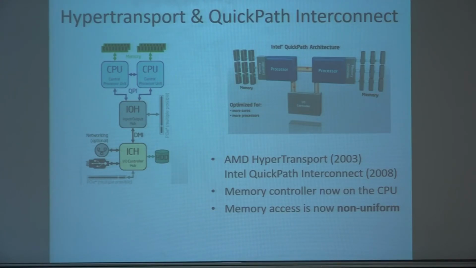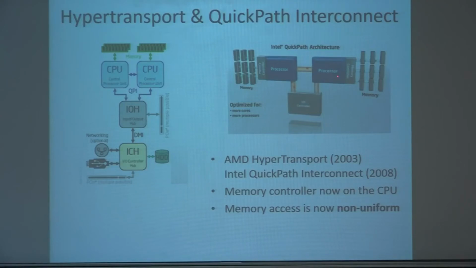Okay. The memory controller is now on the CPU. So there's no more North Bridge. What the North Bridge used to do is actually on the CPU. And as a result, this CPU can access memory directly. Okay? And then this CPU, which has its own memory controller, can access memory directly as well. And this I/O thing is really the new South Bridge.